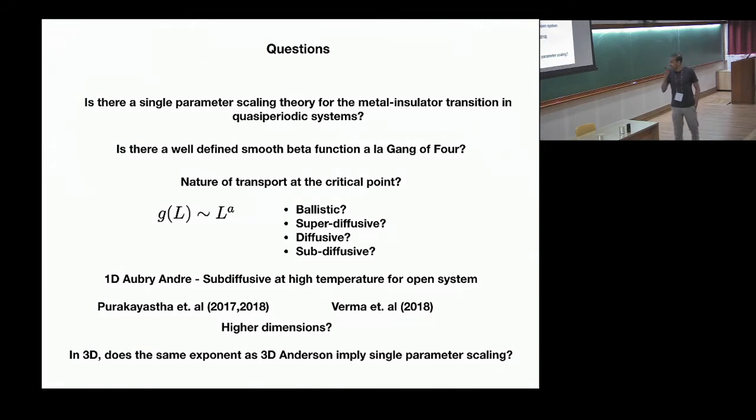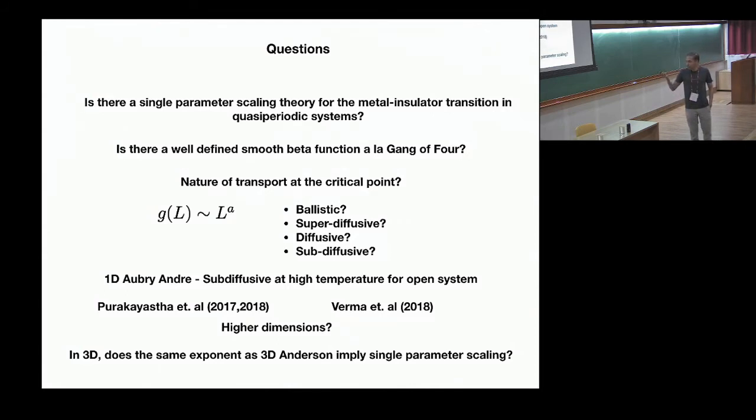As far as the 1D Aubry-André model is concerned at the critical point, there is work which was actually done here at ICTS, which shows that if you were to look at high temperatures in an open system, take the Aubry-André model at the critical point, connect it to leads, look at a high temperature, then you find the transport is subdiffusive. So you can ask, well, what happens when you have a slightly different geometry? Does it continue to remain subdiffusive? What does the transport look like if it's energy resolved? And of course, what happens in higher dimensions? And then there's this question about whether observing the same correlation length exponent in 3D for the quasi-periodic model as for the Anderson model automatically means that there is single parameter scaling. Okay, so that's a question.